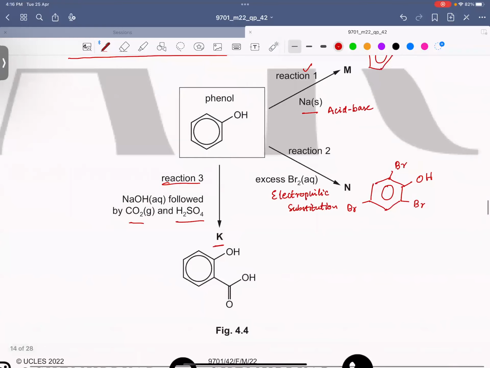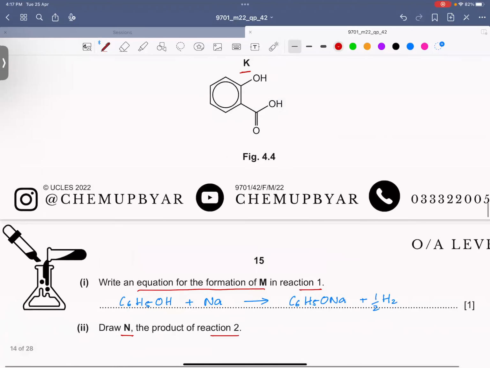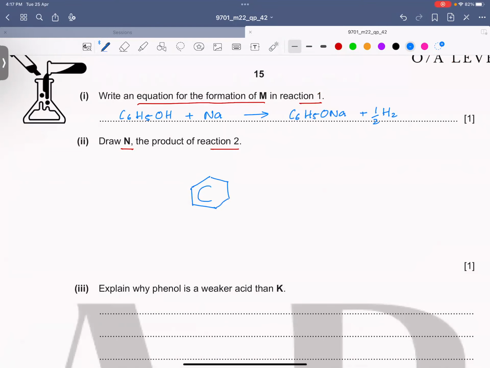So we have to write the equation for this. If we write the molecular formula of phenol, it is basically C6H5OH reacting with sodium metal, forming C6H5ONa and hydrogen gas. And to balance the equation, I have to put a half over here. Draw N, the product of reaction 2. So we have already drawn it over here. So let's draw this: a benzene ring having an OH, and with respect to that OH, the second carbon, fourth carbon, and sixth carbon have a Br.